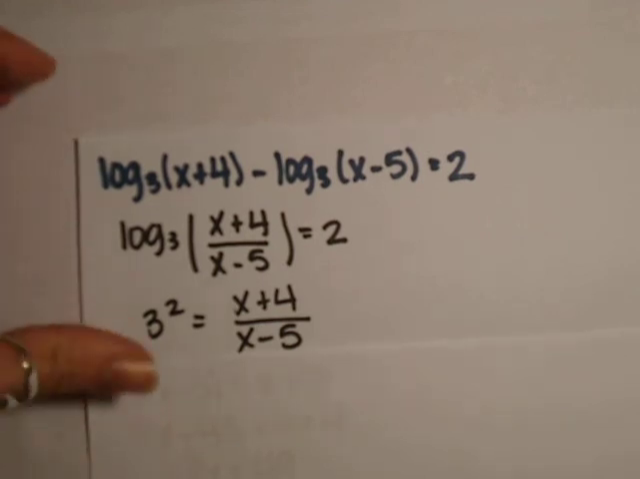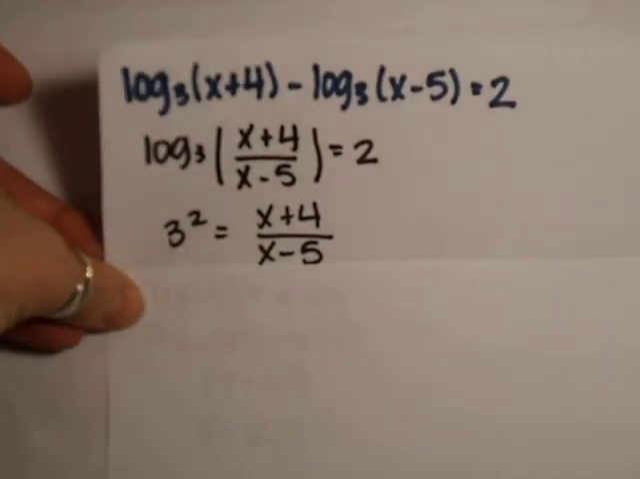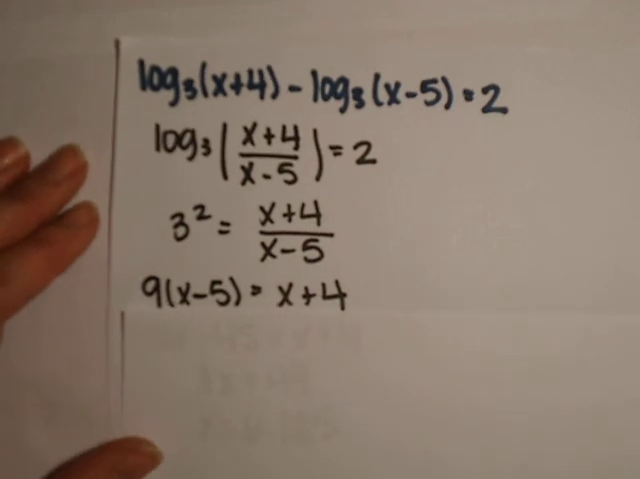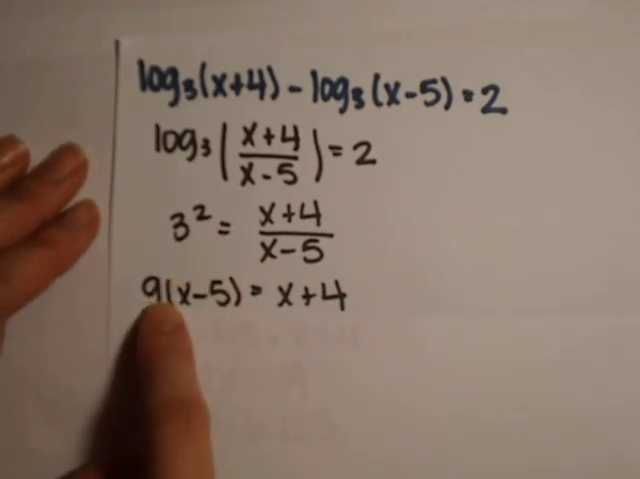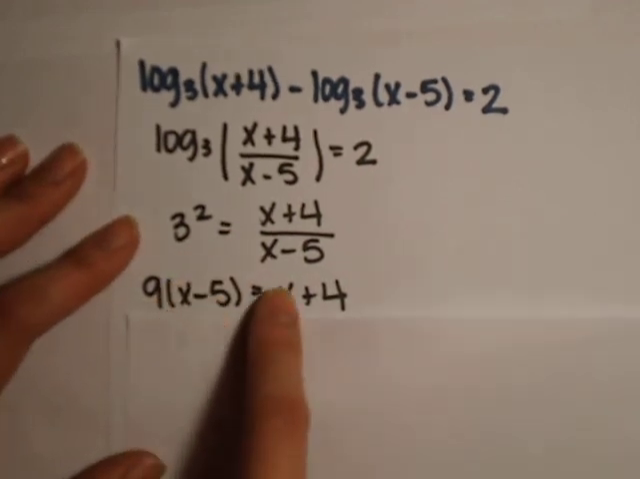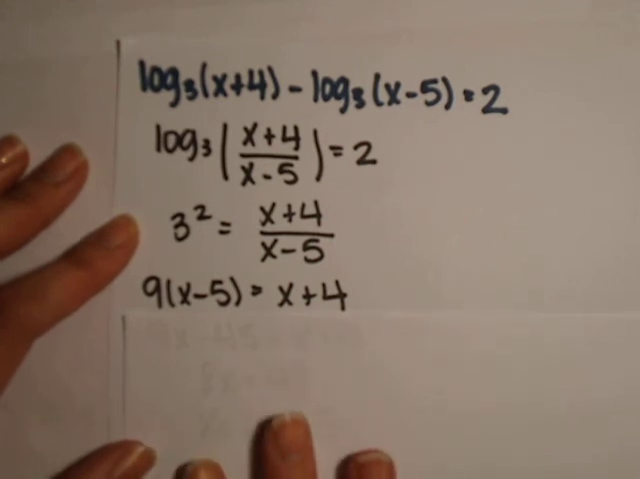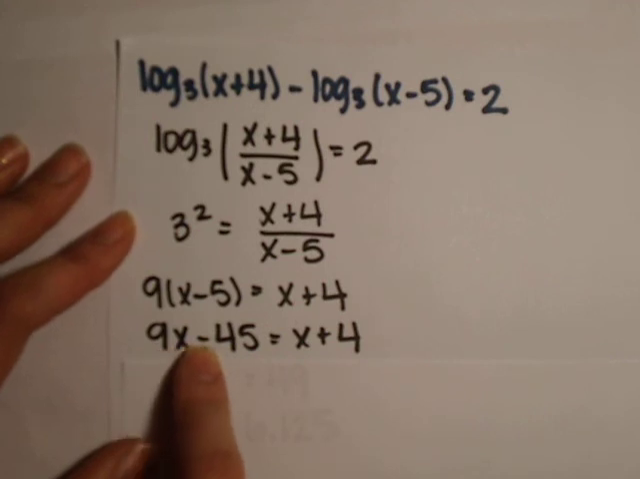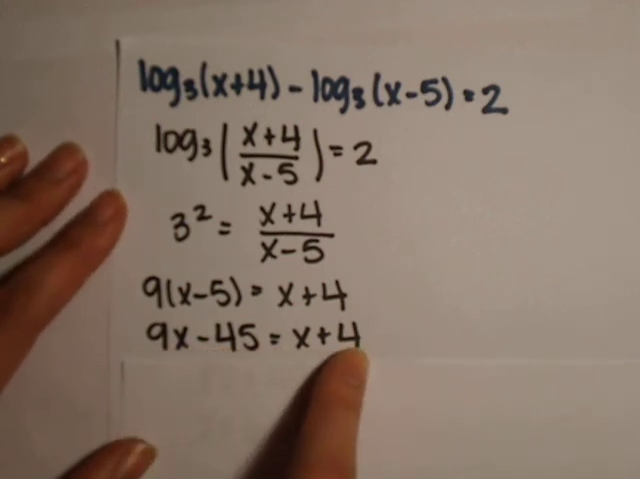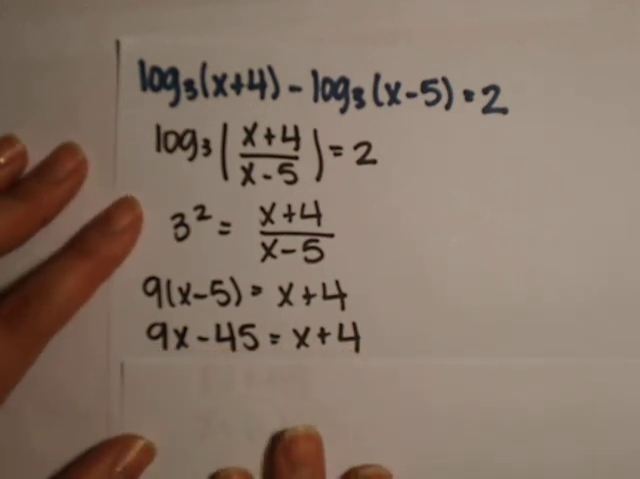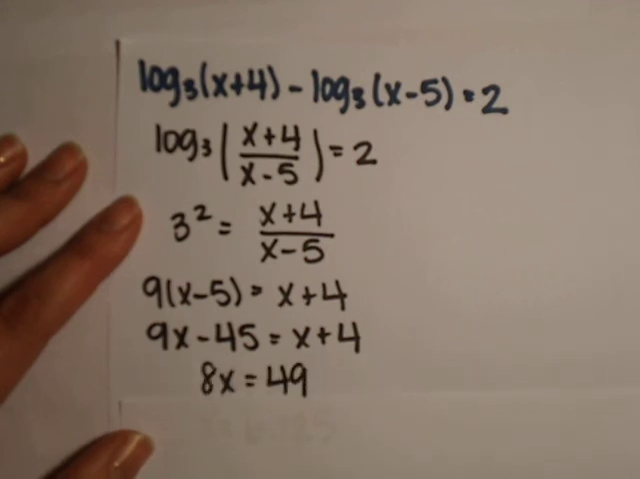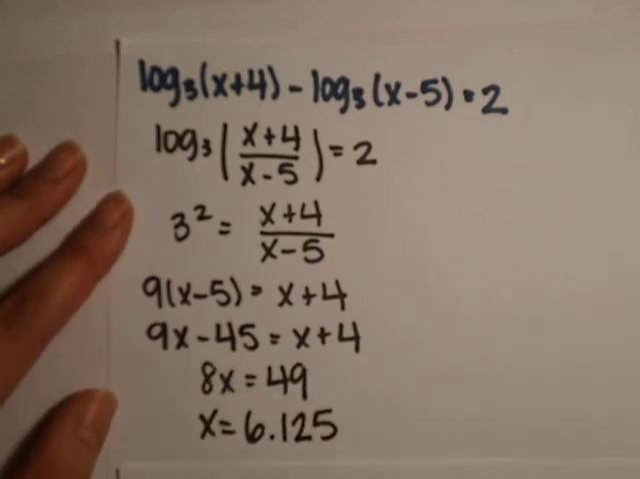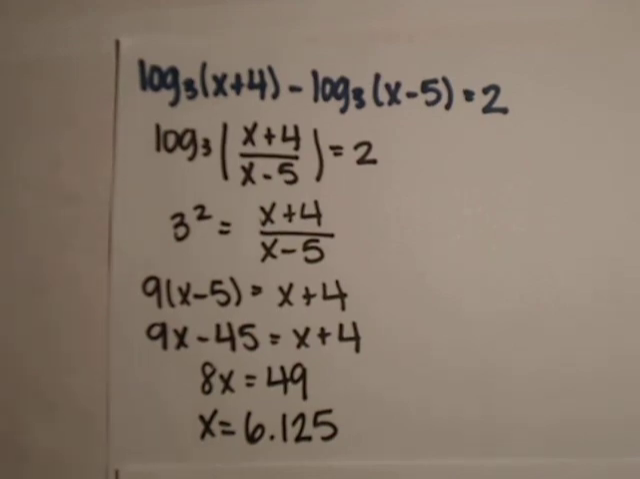We can multiply each side by x minus 5. 3 squared is 9 times our x minus 5 equals x plus 4. We can further simplify by distributing the 9. 9x minus 45 equals x plus 4. Adding the 45 and subtracting an x, we have 8x equals 49. And we'd be left with x equals 6.125.